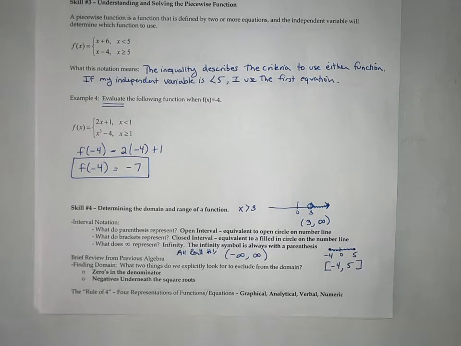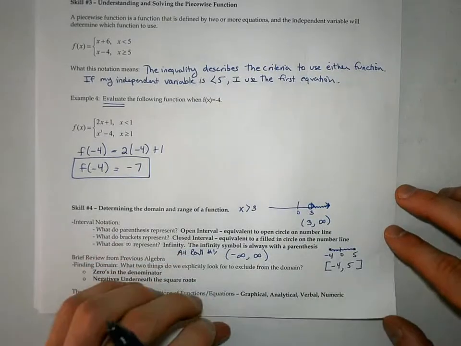What are two things that we explicitly look to exclude from the domain? And there are two things. The first thing is zeros in the denominator. We can't have zeros in the denominator because anything divided by 0 is going to be undefined. Second thing is negatives underneath square roots. Negatives underneath square roots yield imaginary numbers, and we're dealing with the real number plane when we're finding our domains and ranges for our equations.